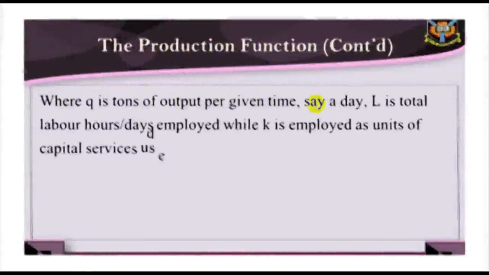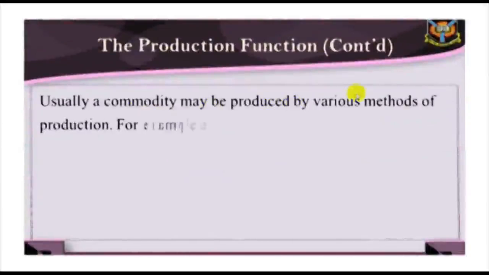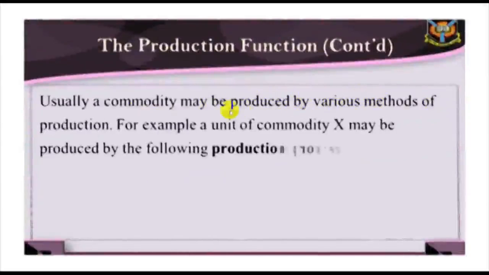Where Q is the tons of output per given time, say a day, L is the total labor hours employed, while K is the units of capital services employed. You would realize that since output depends on input, in order to increase total output, the input used must also be increased. But the firm cannot vary all its inputs with the same ease. For instance, while it is easy to increase the number of workers at very short notice, it takes a relatively longer time to install a new production plant.